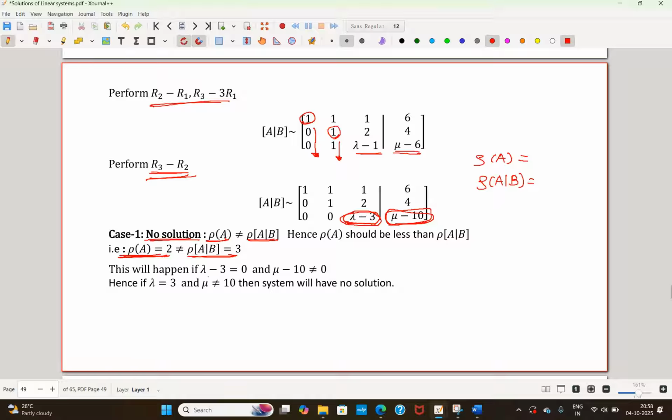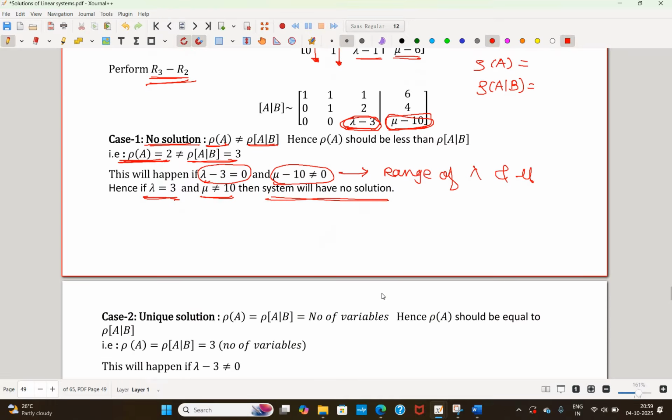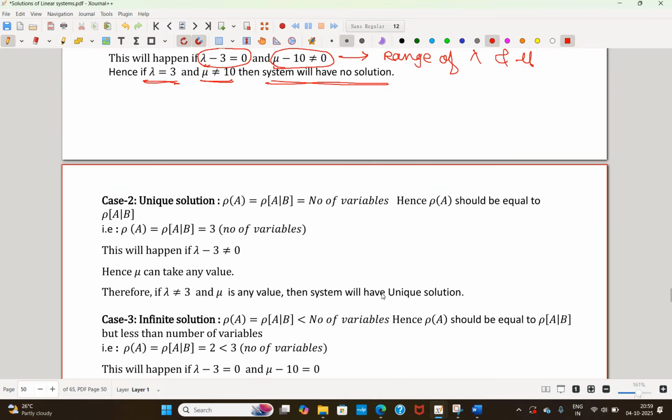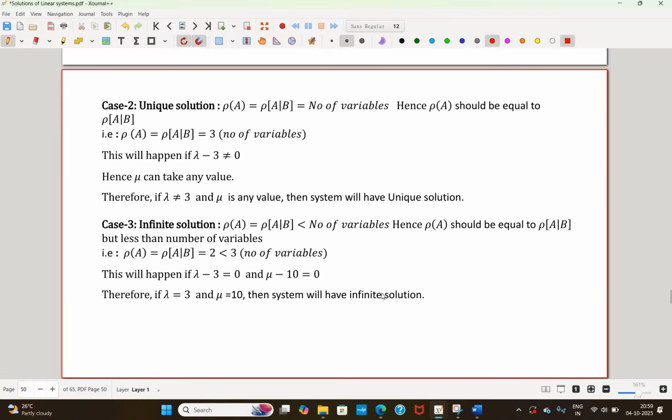So this will happen if and only if lambda minus 3 is equal to 0 and mu minus 10 is not equal to 0. So that gives you the range of lambda and mu, and hence for lambda equal to 3 and mu not equal to 10, the system will possess no solution. So what we are doing here is just discussing the range of lambda values and mu values for which that pattern of solution will exist.